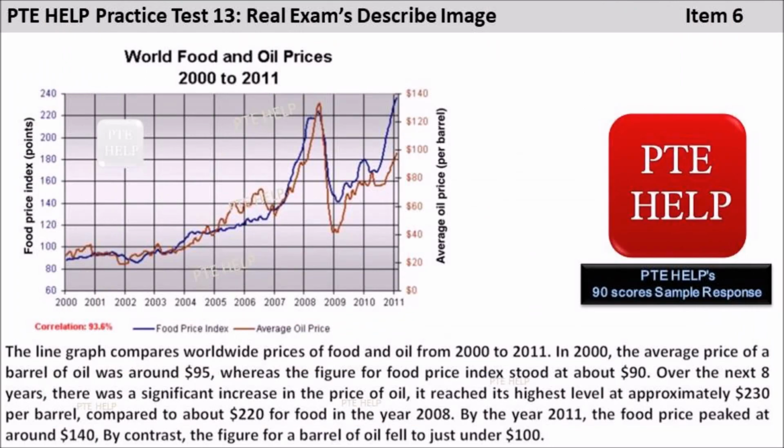The line graph compares worldwide prices of food and oil from 2000 to 2011. In 2000, the average price of a barrel of oil was around $95, whereas the figure for the food price index stood at about $90. Over the next 8 years, there was a significant increase in the price of oil. It reached its highest level at approximately $230 per barrel, compared to about $220 for food in the year 2008. By the year 2011, the food price peaked at around $140.